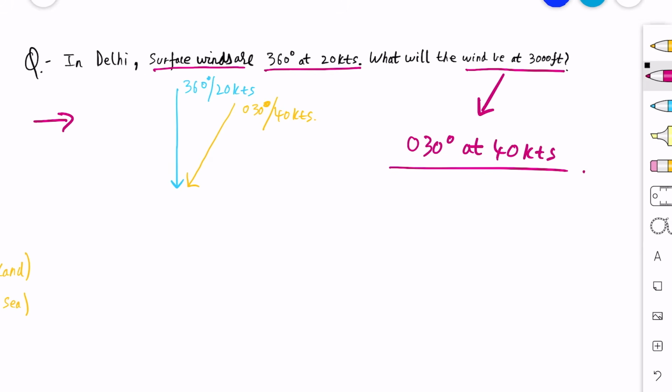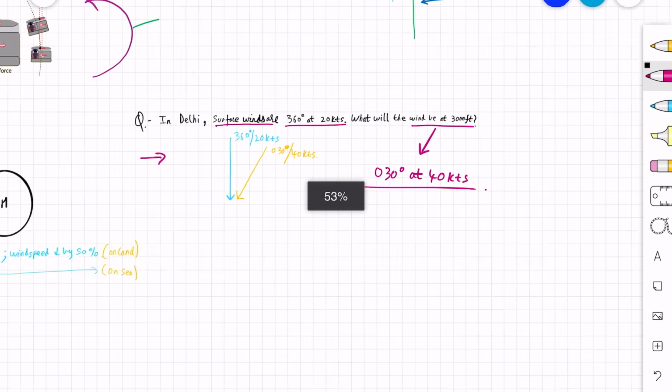I hope you understood this question. In this, we just reversed whatever we learned about the surface wind. We learned that whatever the wind was above the friction layer, the surface wind comes from the left of it. And now if we are given the surface wind and we have to find the wind above the friction layer, obviously the wind above the friction layer comes from the right of what the surface wind was coming from. Okay, so surface wind is done.